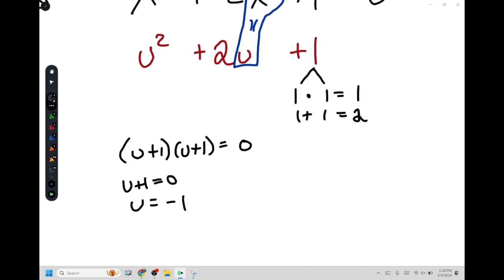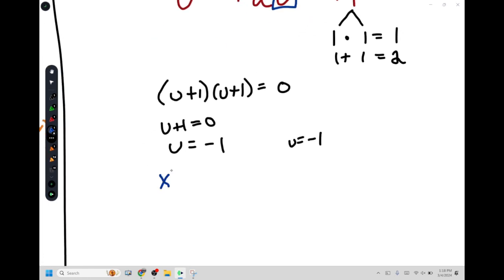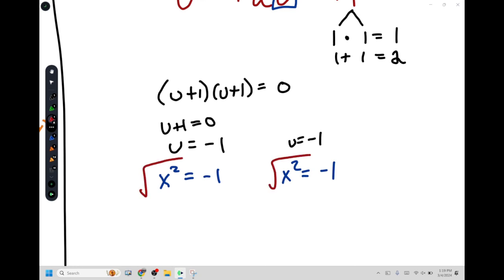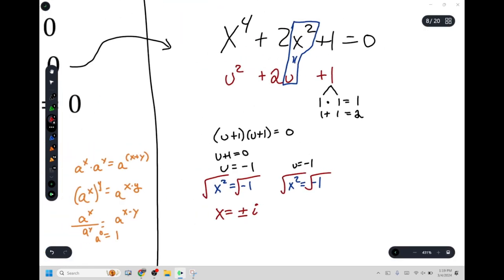No, just minus 1. Right? And over here, it's U equals negative 1. But U's not U. What is U? U is actually x squared. And how do you undo an x squared? Square root. Oh, buddy. So x equals plus or minus i. And the same thing over here.